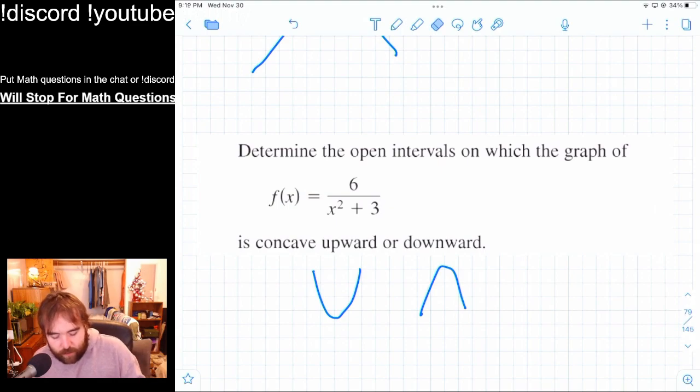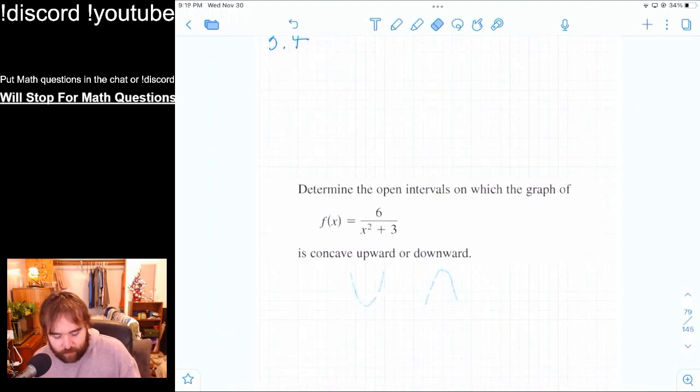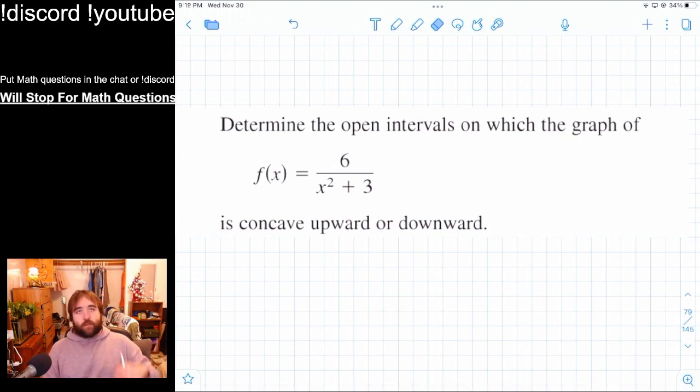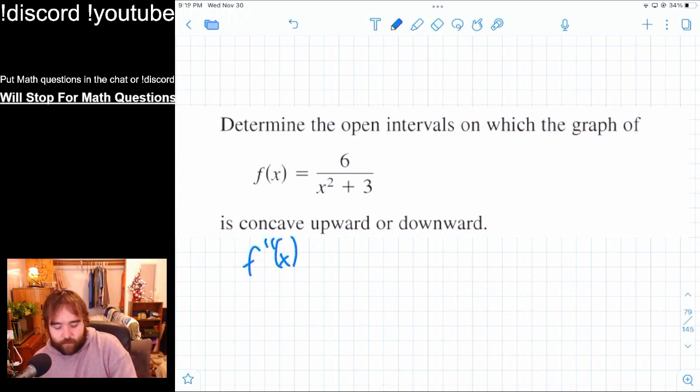And we're going to do it in similar ways to how we did increasing and decreasing. The way that we looked to see where it was increasing or decreasing, we looked to see where the slope was 0, because that's where it switched from increasing to decreasing. We're going to do the exact same thing for concavity. So we're going to find the second derivative and see where it equals 0. Because when it's concave up, that's when the second derivative is positive. When it's concave down, that's when the second derivative is negative.